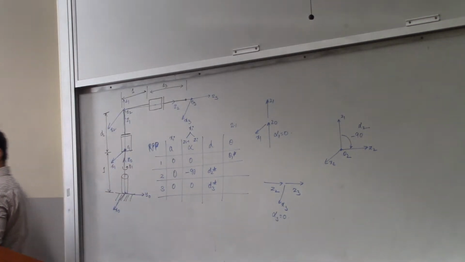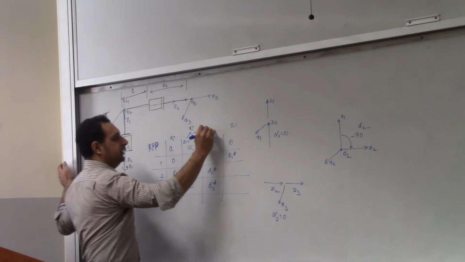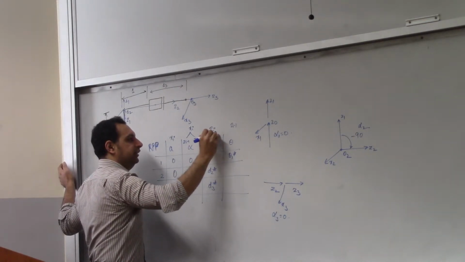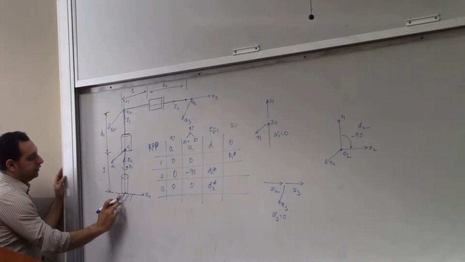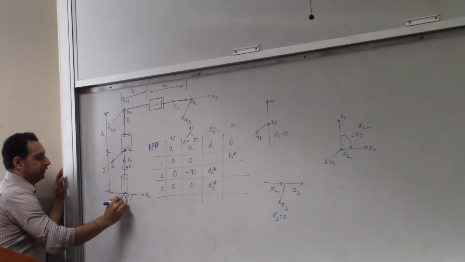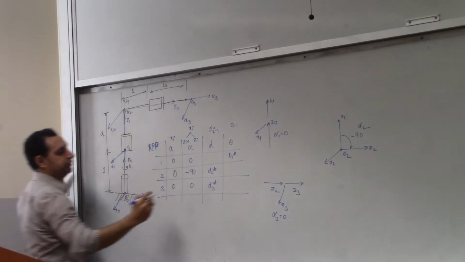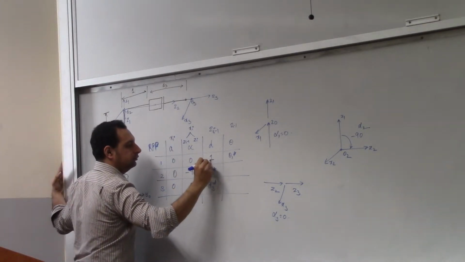How much is D1? 1. You measure along Z0. D1 is measured along Z(i-1), which in this case, for the first one, is Z0. So this distance from here, O0, all the way up till it meets X1 is 1 unit. So this is going to be 1.